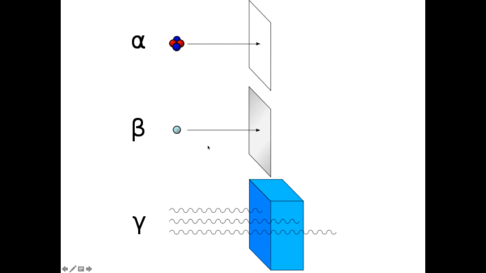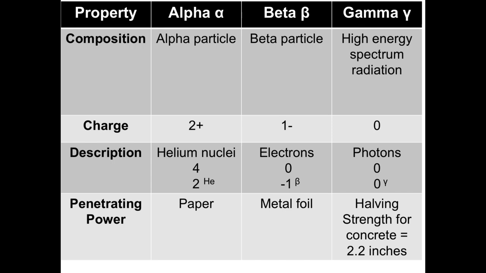This here just shows alpha, beta, and gamma. Alpha is the weakest, beta is slightly stronger, and then gamma is the strongest. I have this chart here just comparing the three. So alpha particles always have a charge of +2. The description is they're usually like a helium nuclei, where we have 4/2 for helium. The penetrating power is roughly paper.